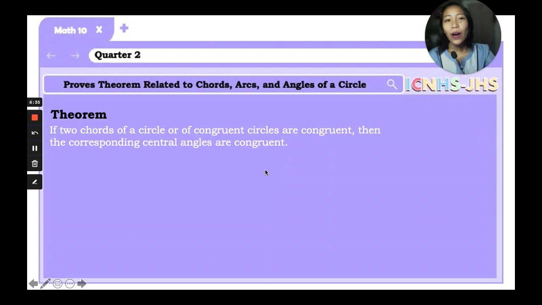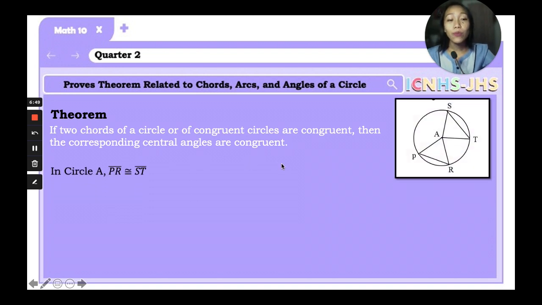Okay. So how about if we'll be dealing with this theorem? If two chords of a circle or of congruent circles are congruent, then the corresponding central angles are congruent. Now what will we do? In this illustration, it is given that in our circle A, our segment PR is congruent to our segment ST, we need to prove that our angle PAR is congruent to our angle SAT. How do we do that?